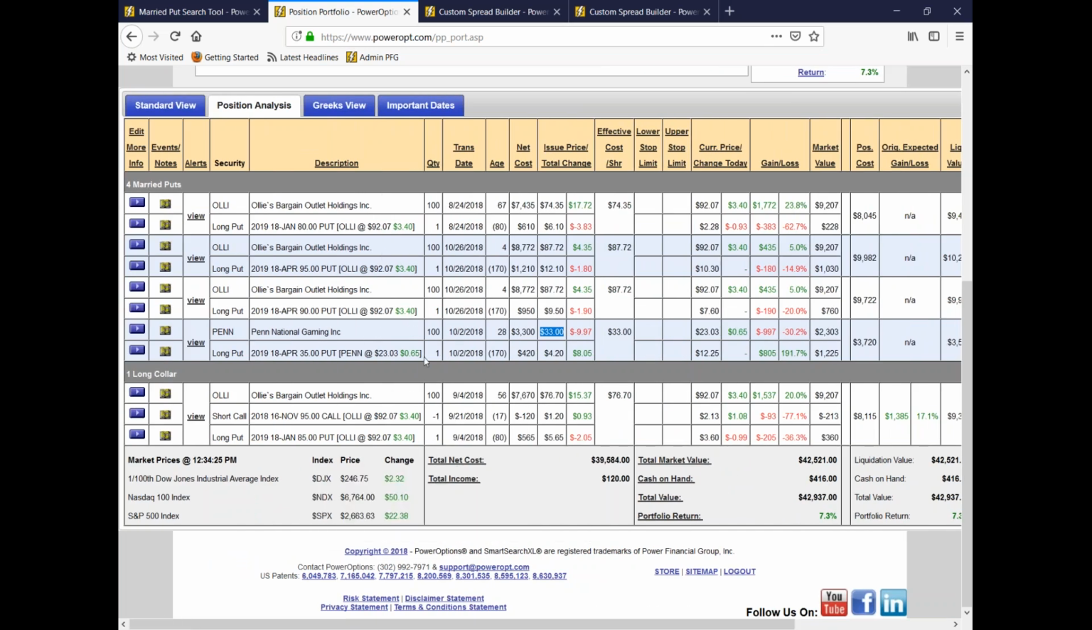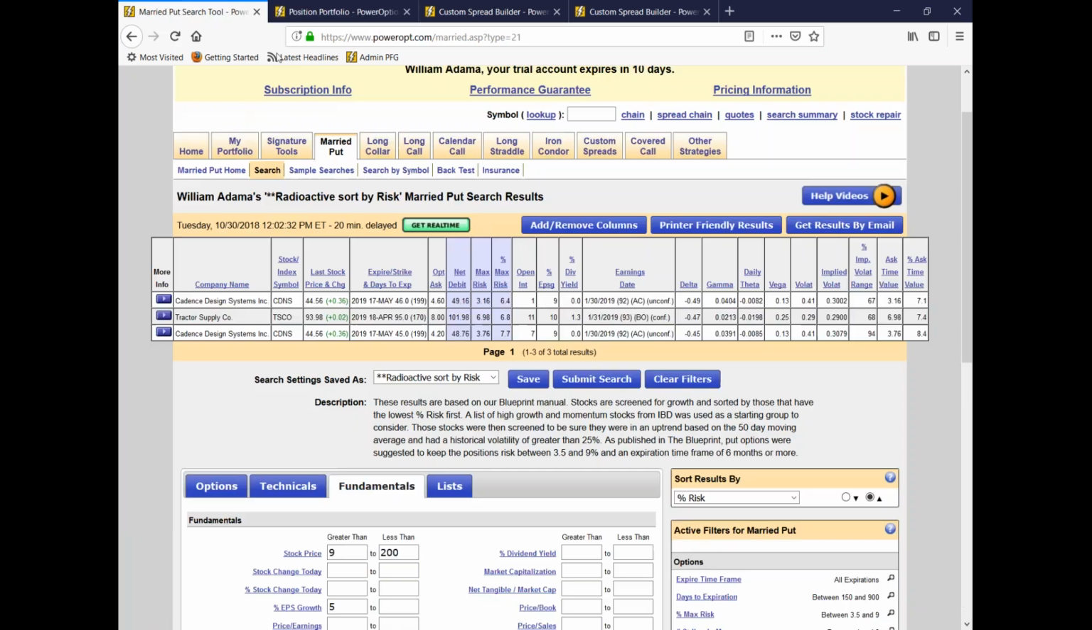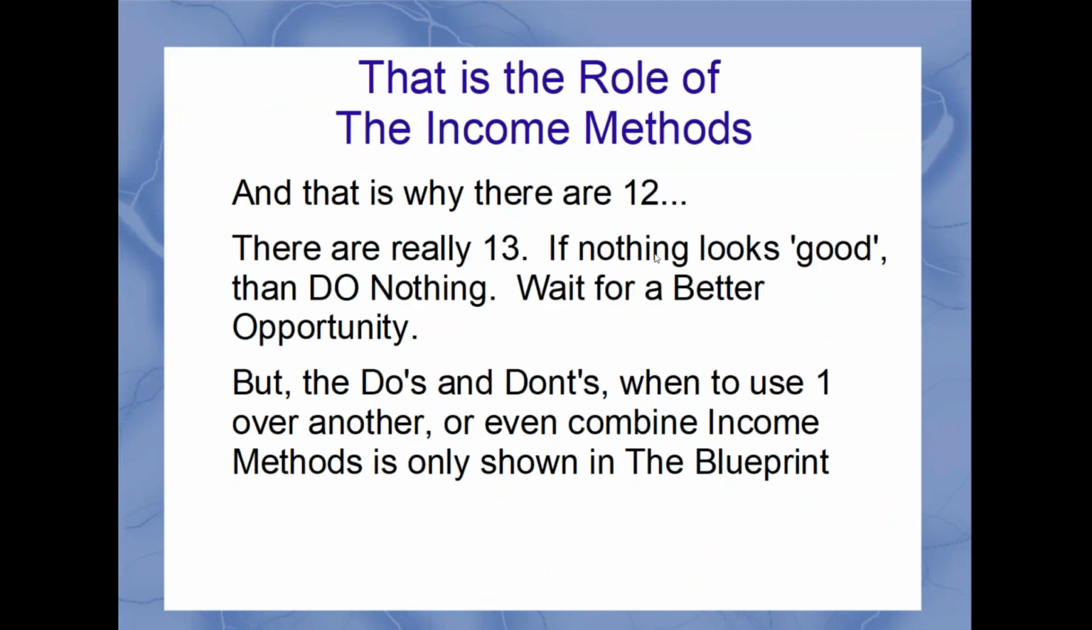So that's a proper structure. And that's what RadioActive Trading can do for you, even looking at a month like October. And there are ways to profit in addition to that. Other ways to manage the position, I should say, in addition to that. Okay, so my apologies. That's the role of the income methods. That is why there are 12, because there are different market conditions.